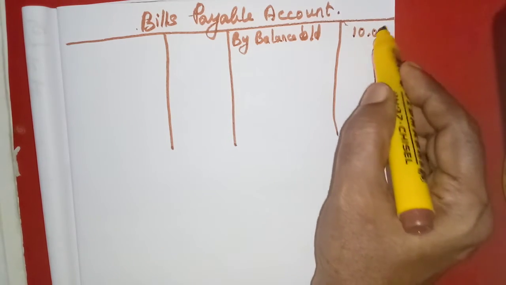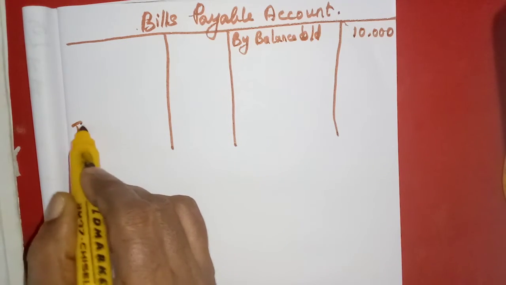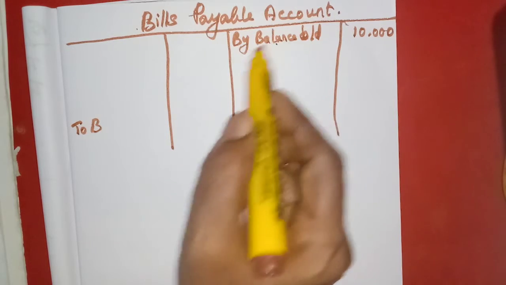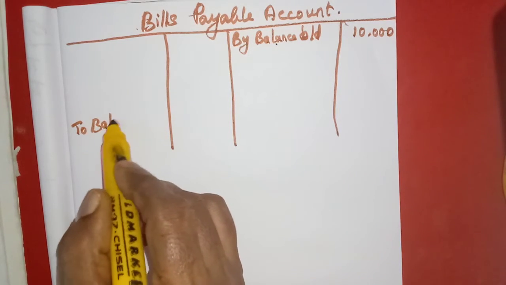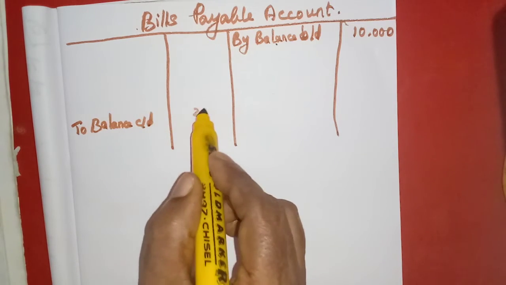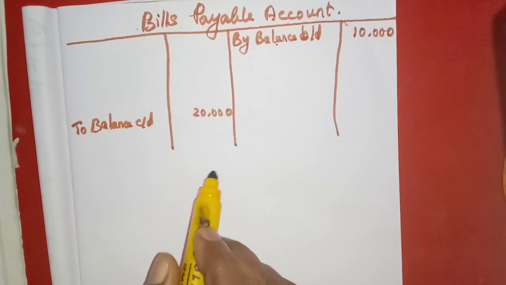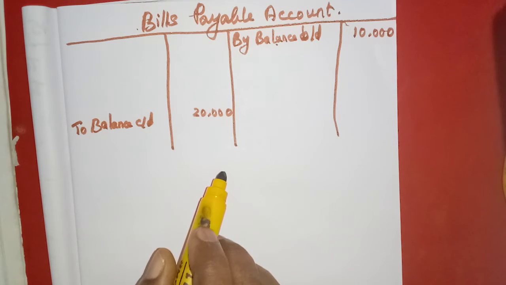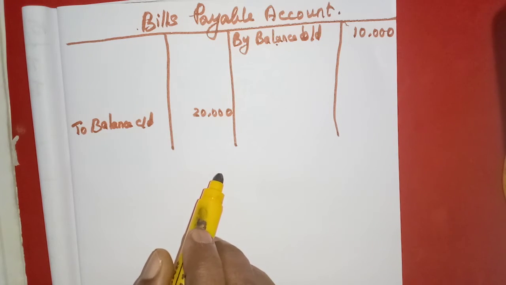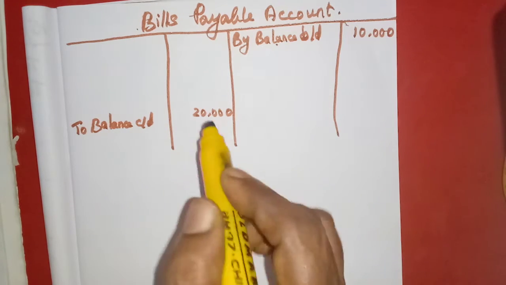Then closing, to balance: that one opening on the credit side, closing on the debit side, to balance carried down, 20,000. Okay, now other information. First two we have entered, debtors, then customers, that we have entered. Then cash paid to creditors, it will not come. Discount allowed by supplier, that one is creditors account. Payments against bills payable, that one will come.